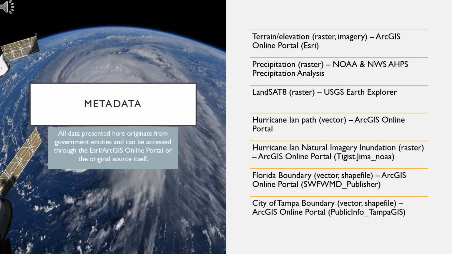Finally, I looked to the ESRI ArcGIS online portal for data to highlight my areas of interest. I found another raster file of natural imagery covering Florida's southwest coast immediately following the storm, capturing surge inundation. This was from a member of NOAA, whose username is presented on the slide. Vector shapefiles for the state of Florida and city of Tampa boundaries were found the same way from the Southwest Florida Water Management District and the city of Tampa's public information accounts, respectively.